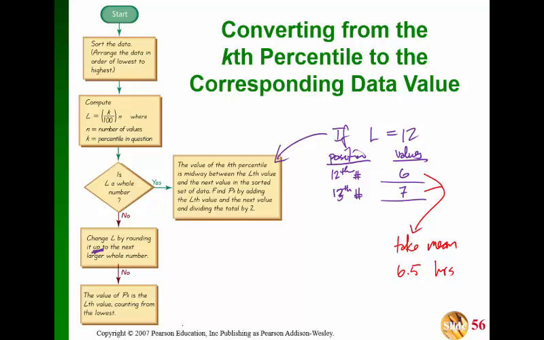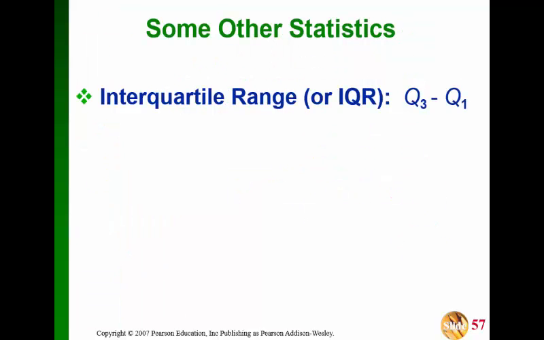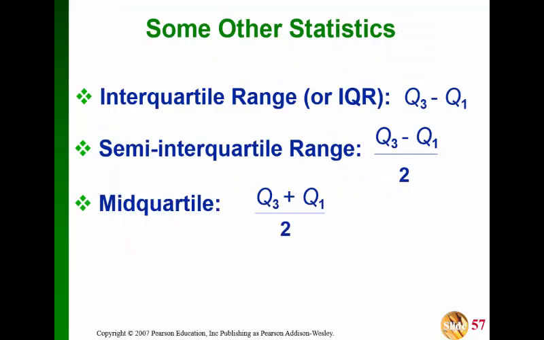Okay, let's move on to just a couple more pieces of statistics. The interquartile range, it's like the range, right? It's finding the range of things, but instead of finding the range from the minimum to the maximum, the interquartile range goes from Q1 to Q3. It just finds the range of values from Q1 to Q3.